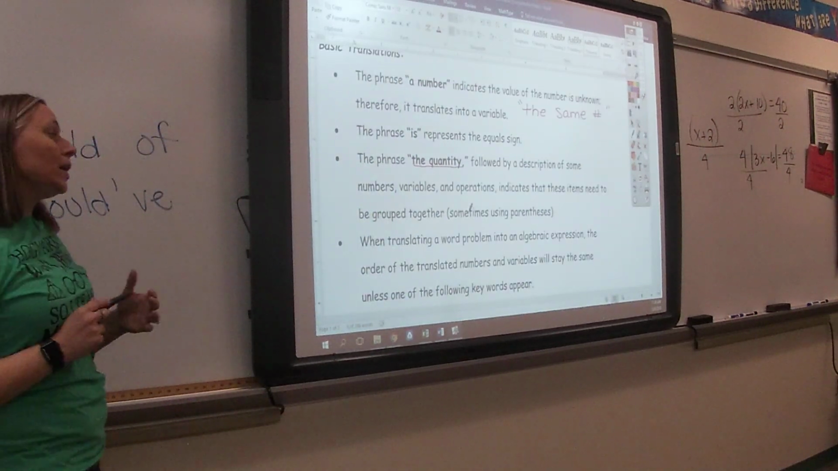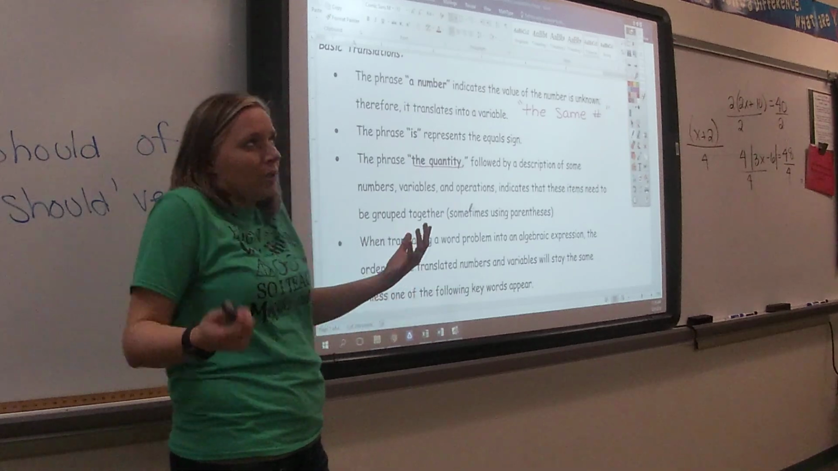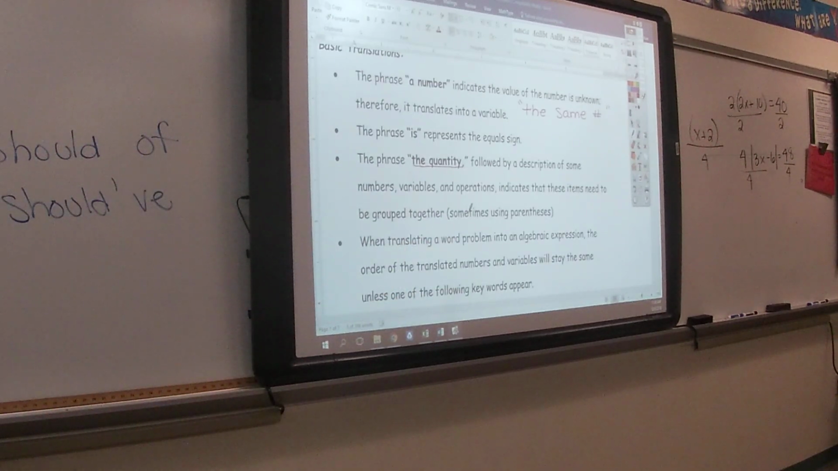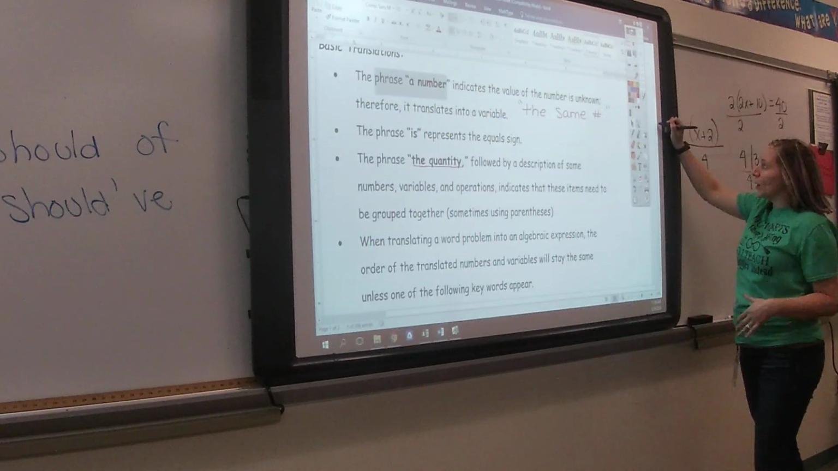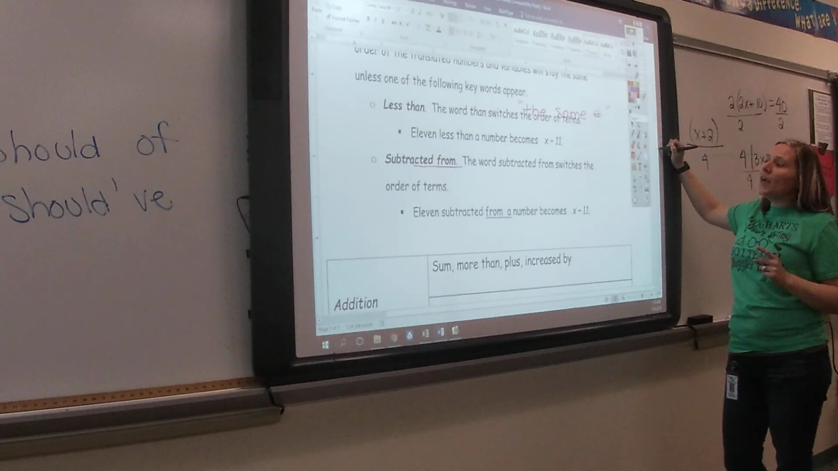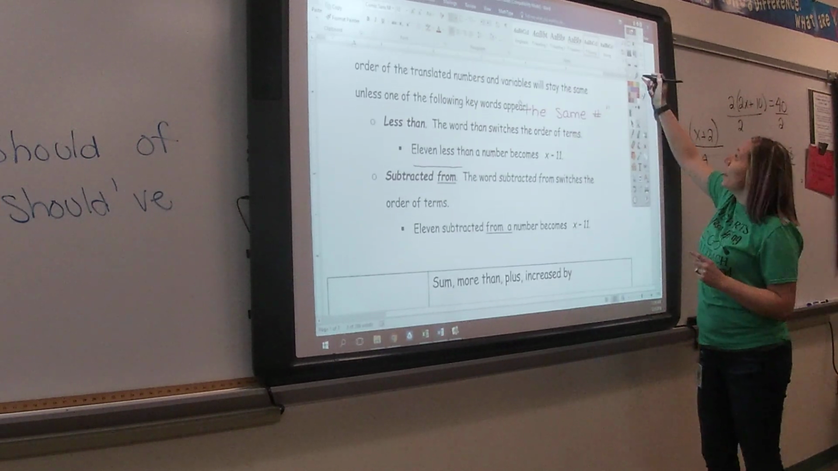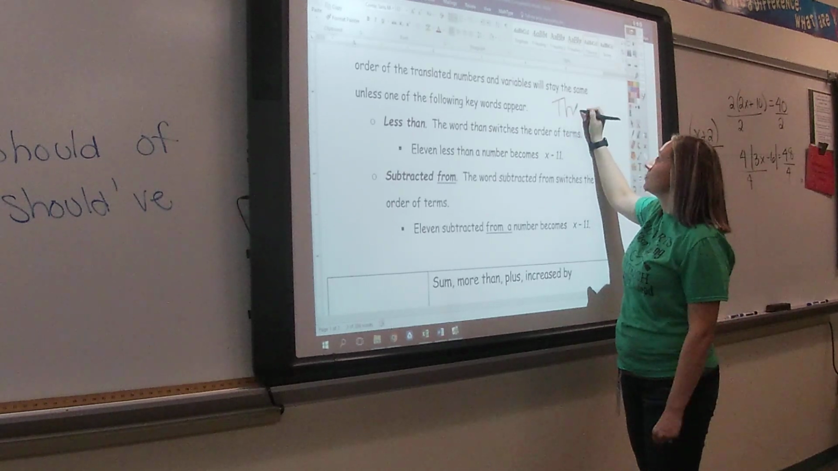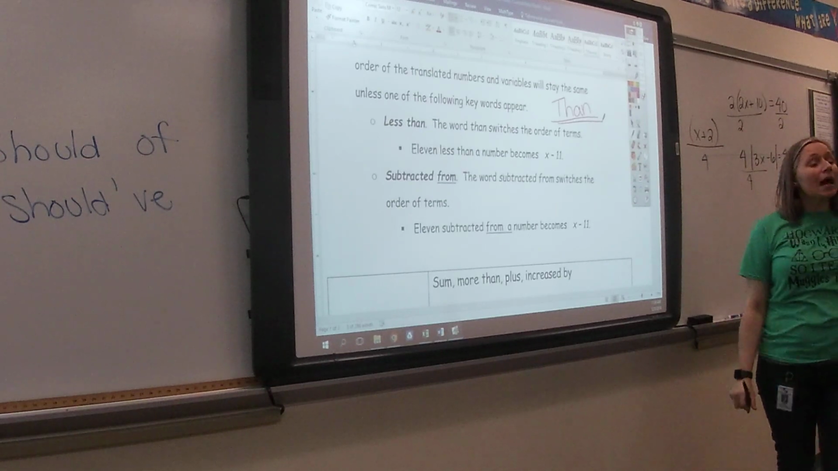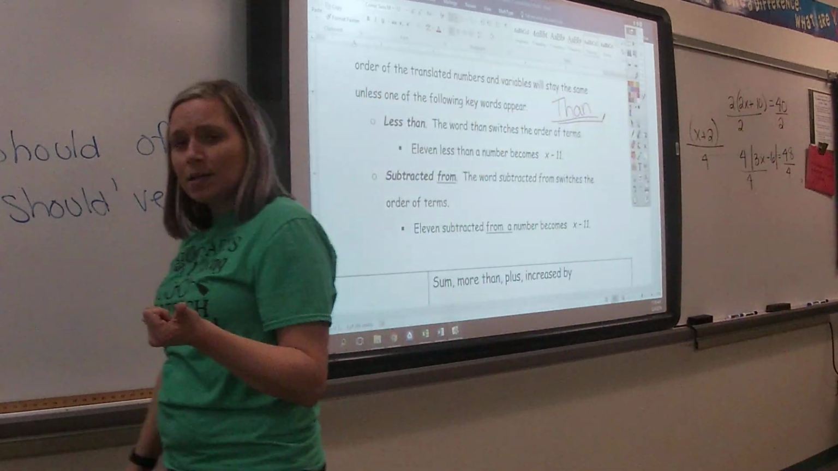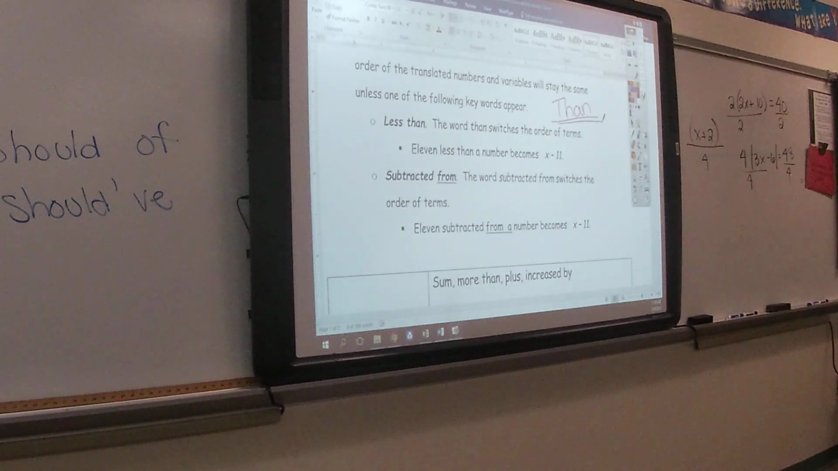When we are translating a word problem into an algebraic expression or equation, you always are going to translate in the order that you read. Okay, so if you read a phrase, whatever you read, you'll write it down. There is one thing that tells us to change the order. Okay, the word than tells us to change the order. Now, it tells us to change the order if we read less than or if we read more than. Okay, but more than is addition, and does the order of addition matter? No, so if you miss it with addition, it's not a big deal. If you miss it with subtraction, it's a problem.